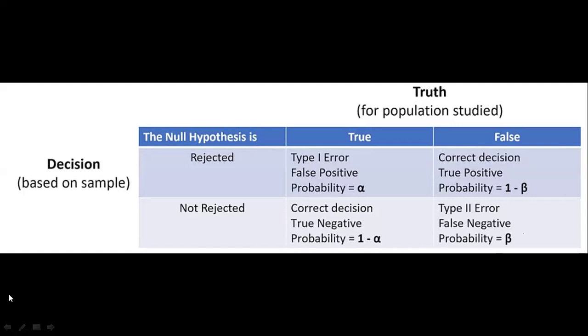Now, again, you can see on the screen the situation where it is considered alpha or beta. In case of false positive, that is considered type 1 error. In case of false negative, that is called type 2 error, and that is considered beta.